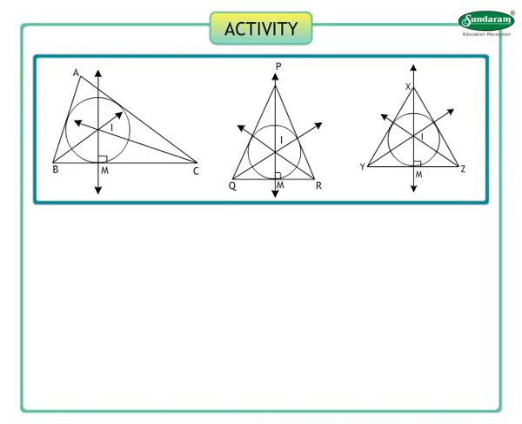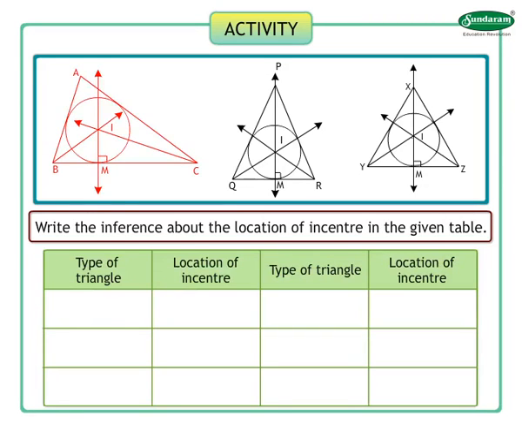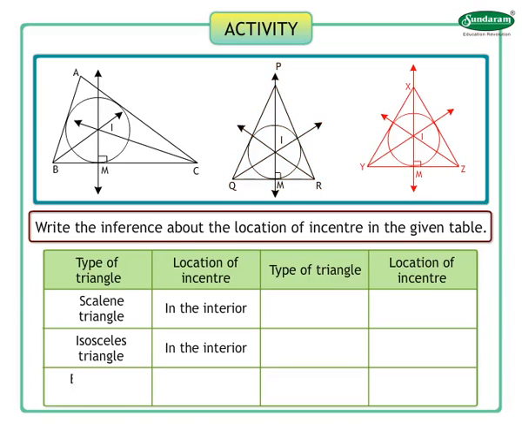Let's solve an activity related to incircle. Look at the screen. We have drawn different types of triangles with their incircles. Let's write the inference about the location of the incenter in the given table. In the scalene triangle, the incenter is located in the interior. In the isosceles triangle, the incenter is located in the interior. In the equilateral triangle, the incenter is located in the interior.